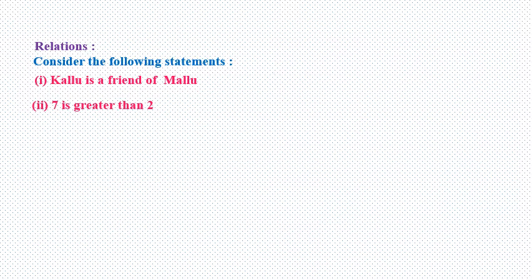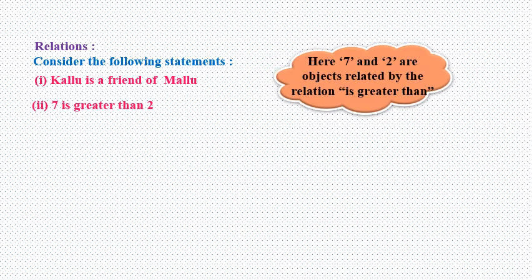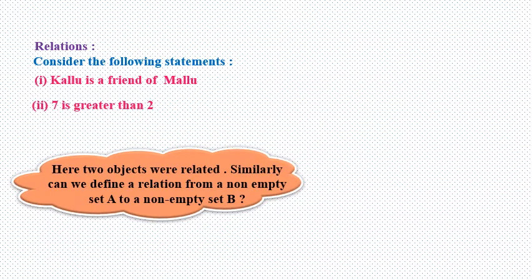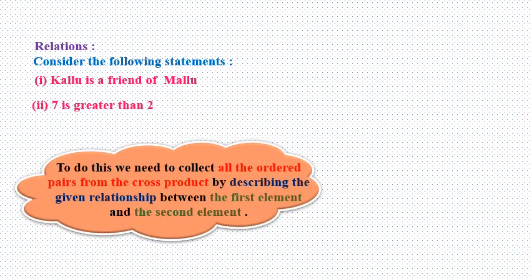7 is greater than 2. Here 7 and 2 are objects related by the relation "is greater than". So this is a kind of relation. Here two objects were related. Similarly, can we define a relation from a non-empty set A to a non-empty set B? There is one non-empty set, and another non-empty set. Can we define? Yes.